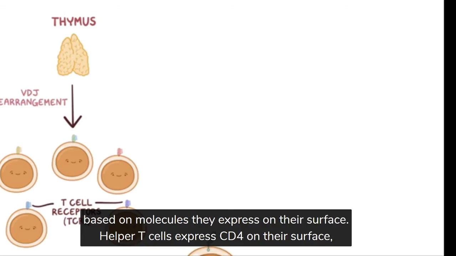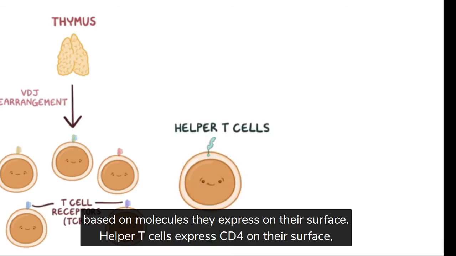A T cell starts out naive, and then it can become a helper T cell, which gets CD4 on its surface, and their main function is to support other immune cells.